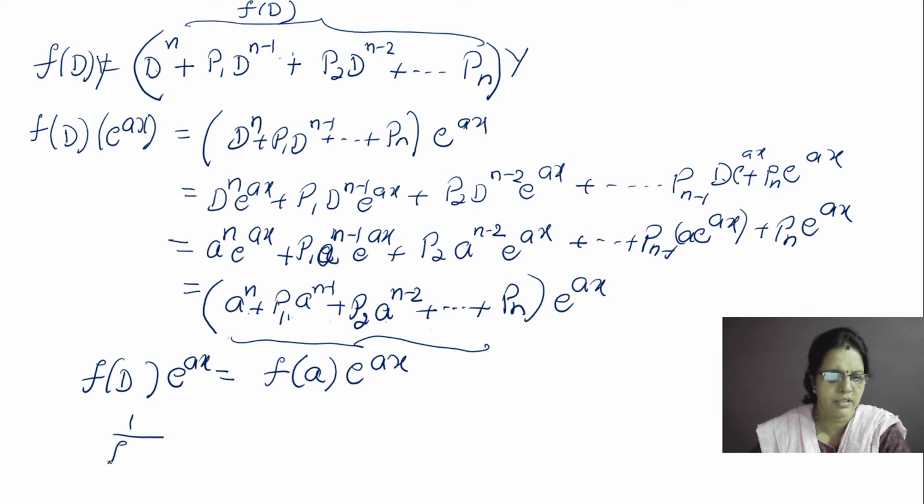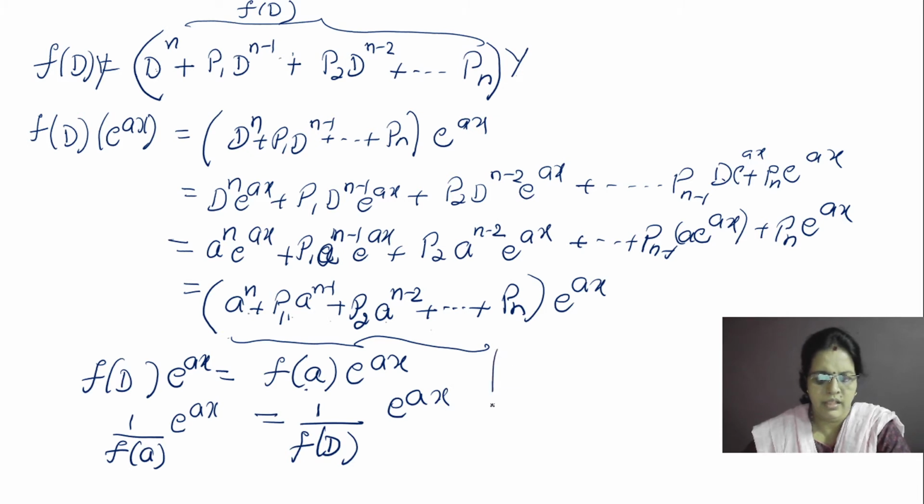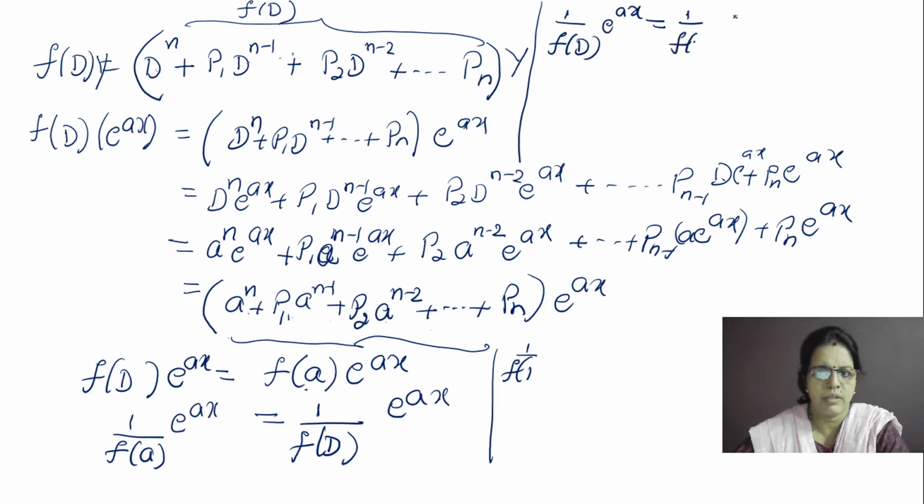So I will take f of a this side. So 1 by f of D e power ax equal to, take this to the right side, we have to write it in the beginning, 1 by f of a, so you write it in reverse order. 1 by f of D, I will write here. So we got now 1 by f of D into e power ax is equal to 1 by f of a into e power ax.